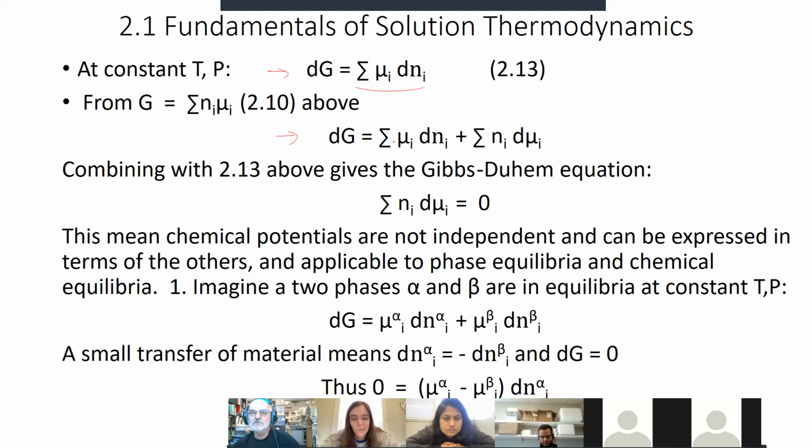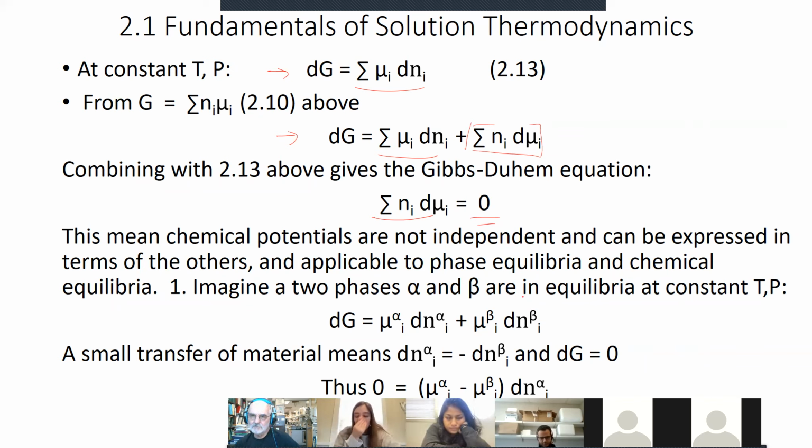This term, notice, is right here. If this is dG and this is dG, the only way that this can be true is if this quantity right here is equal to 0. So what that implies is that the changes in the chemical potentials across multiple species are not independent and can be expressed in terms of all of the others. And they begin by applying this to a simple case down below.